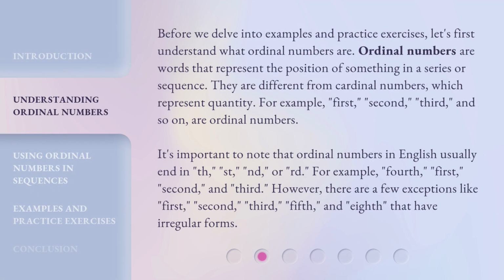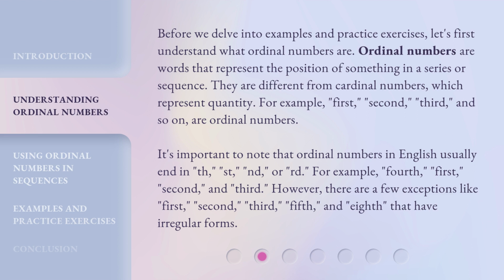Before we delve into examples and practice exercises, let's first understand what ordinal numbers are. Ordinal numbers are words that represent the position of something in a series or sequence. They are different from cardinal numbers, which represent quantity. For example, first, second, third, and so on, are ordinal numbers.